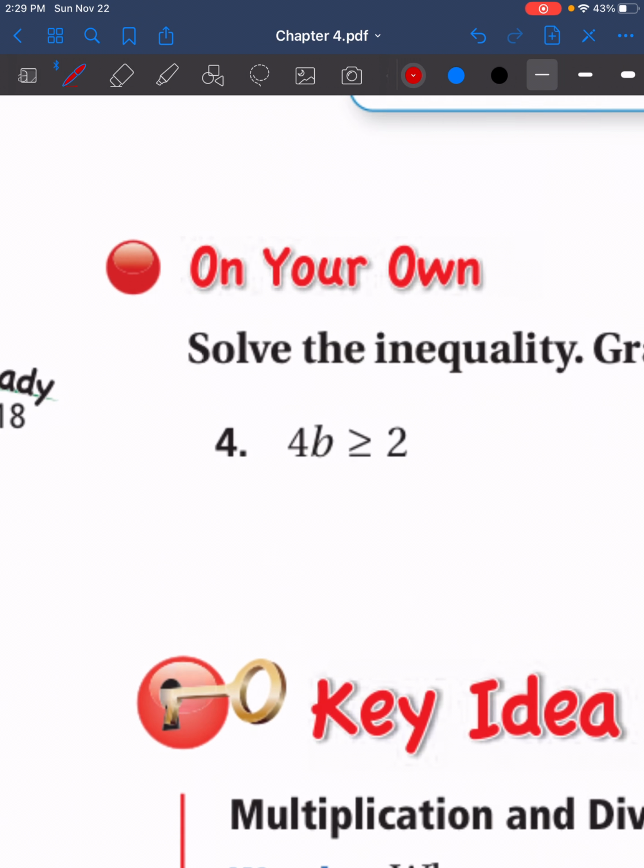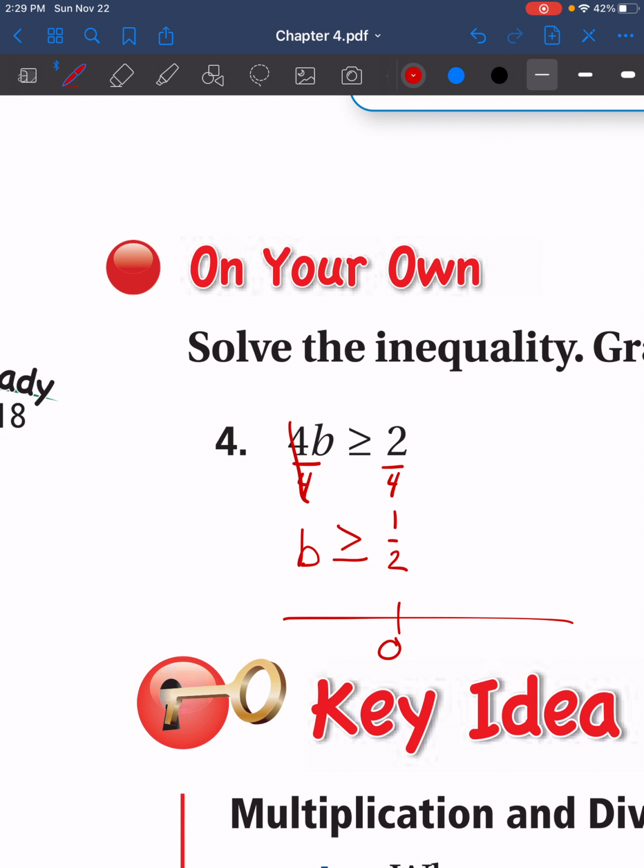How do I get B all by itself? Divide by 4, divide by 4. Okay, so those go away. B is greater than or equal to 2/4. Hey, I'm going to erase that. 2/4 is the same thing as 1/2. Now graph it. 1/2, closed circle, B is bigger. Good.